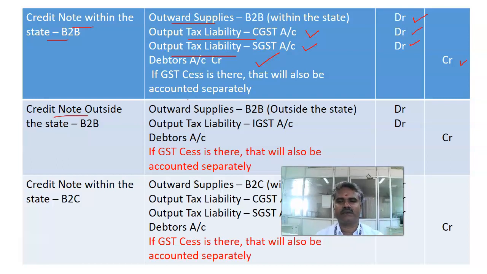Credit note outside the state, the reverse entry. Outward supplies, B2B, account debtor, I mean sales. Output tax liability IGST, to debtors. Then credit note within the state, outward supplies, B2C within the state, the reverse entry will be passed.